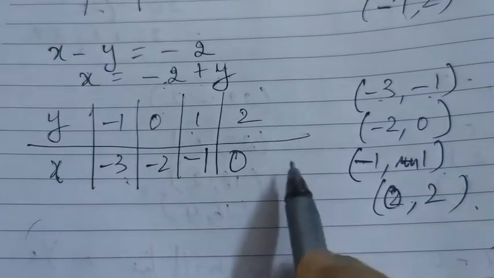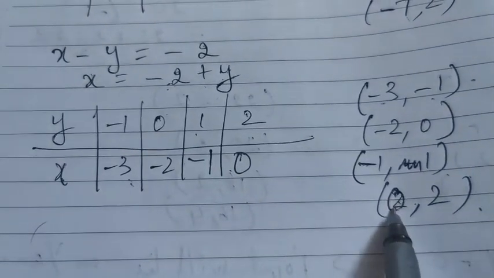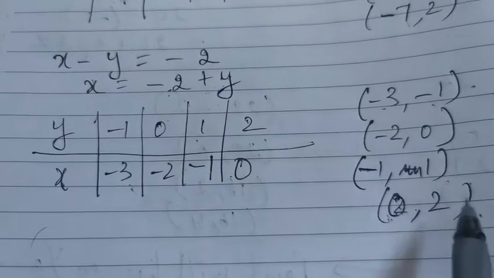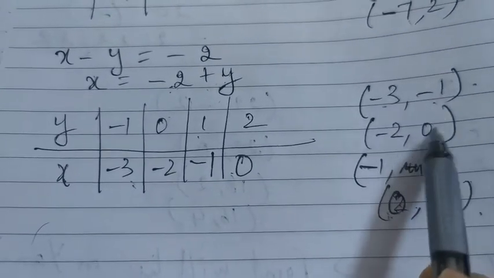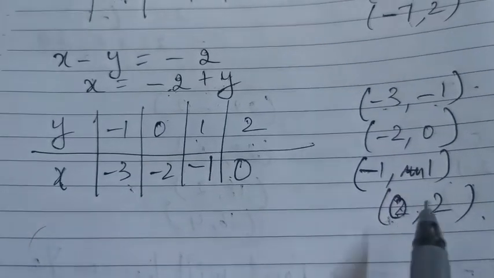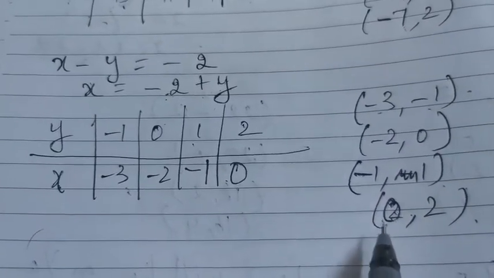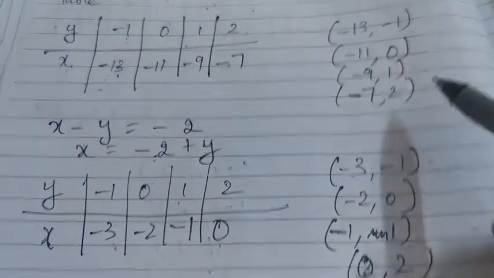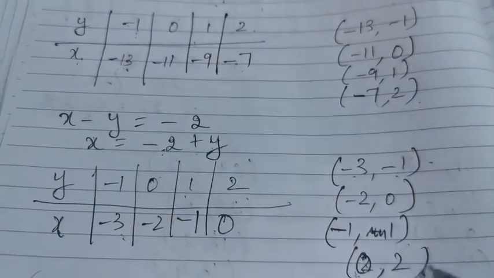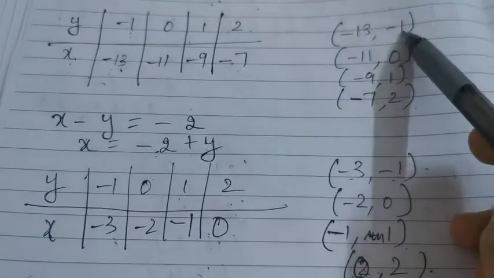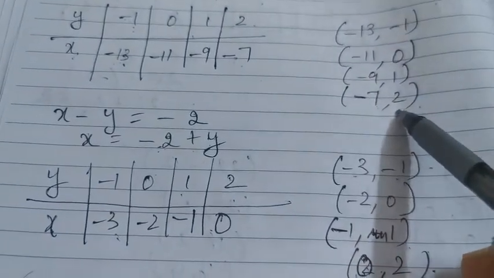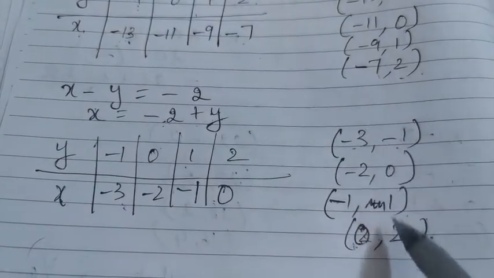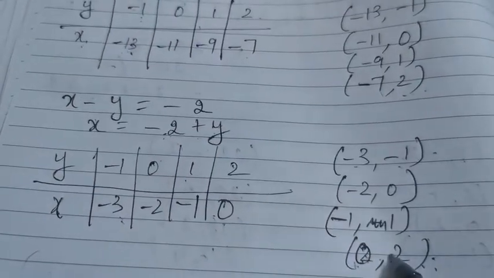Since our x is 0, that means this particular point will lie on the y-axis. Here y is 0, it will lie on the x-axis. Here x is 0, this particular point will lie on the y-axis. Now we will plot these 4 points and these 4 points on the graph sheet. When we join these 4 points, we will get a straight line. And when we do the same with these 4 points, we will get another straight line.